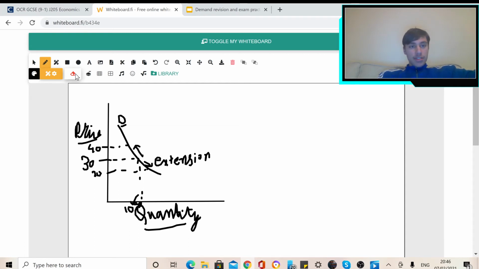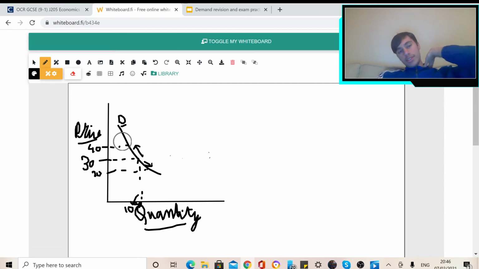Let me just get rid of that. I mean, it was correct, but I need to represent something else, that's why I'm clearing it. Now this is contraction, this is extension. You can see it's extending here and contracting here. So demand is getting lesser and lesser as price goes up. Now this is called a movement in the demand curve.